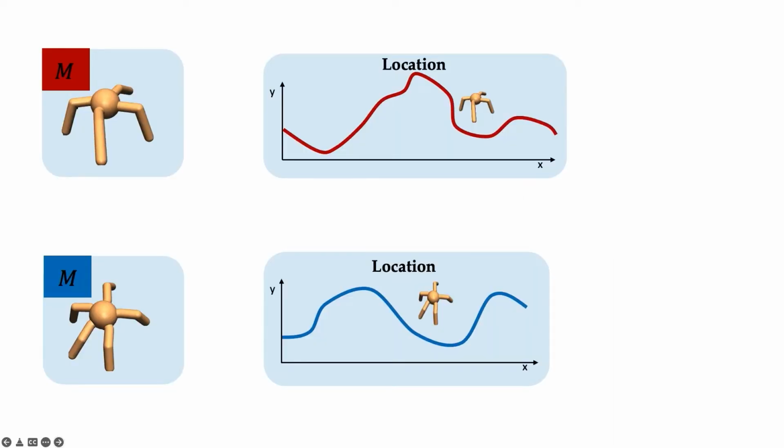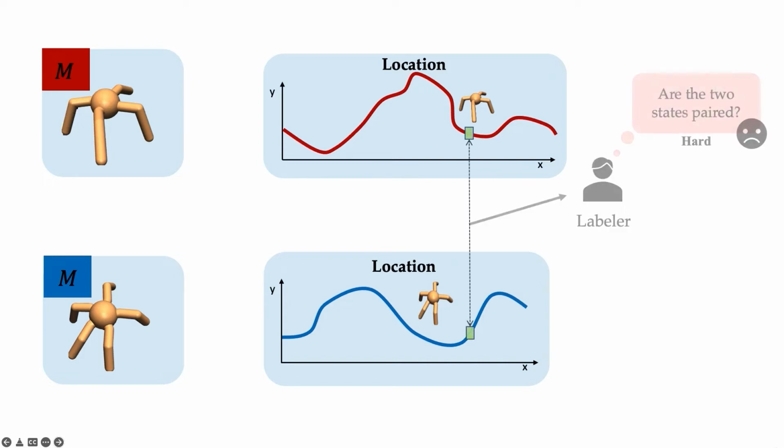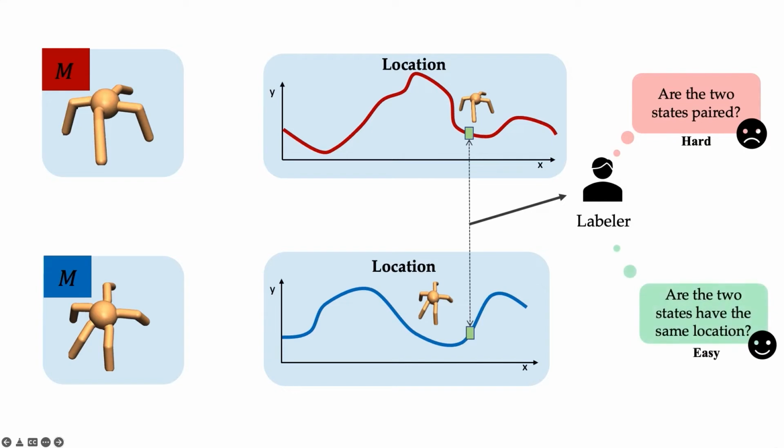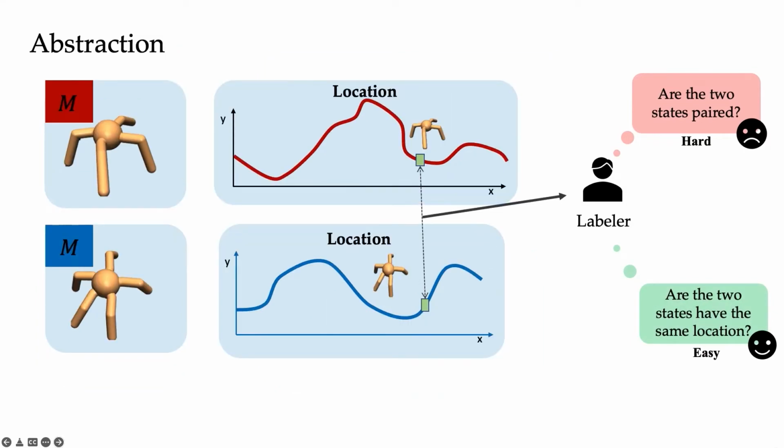Two different ant robots give two trajectories. Here, given a pair of states, annotating whether they are aligned can be difficult. However, answering if they have the same location on the 2D plane is easy. In this example, the location of the agent is an abstraction of the state, which describes partial information of the state. We define the space of abstraction as Z and define the abstraction as a mapping of the states, or state-action pairs, from both domains to the Z space.